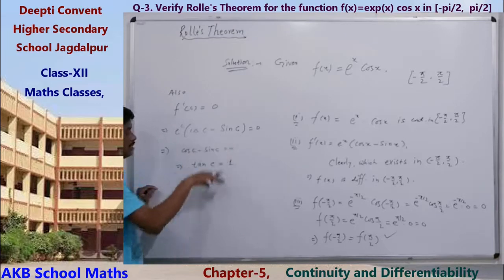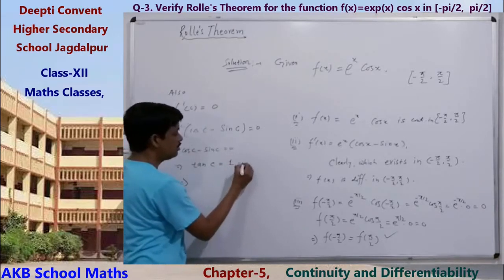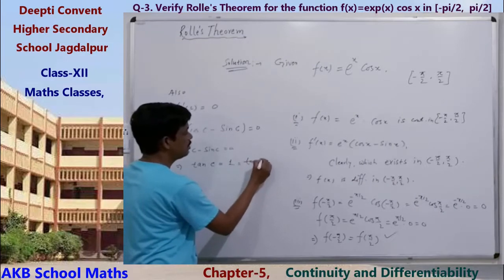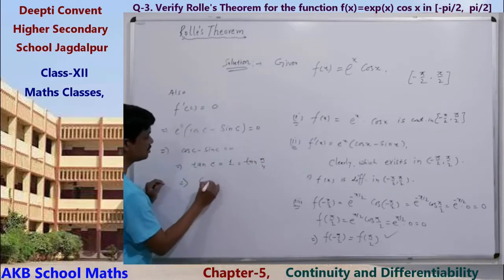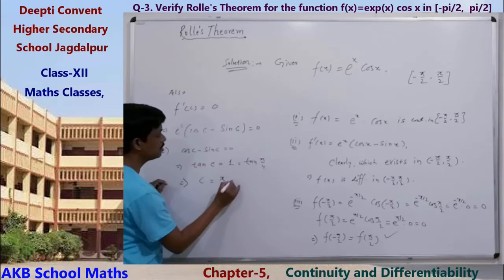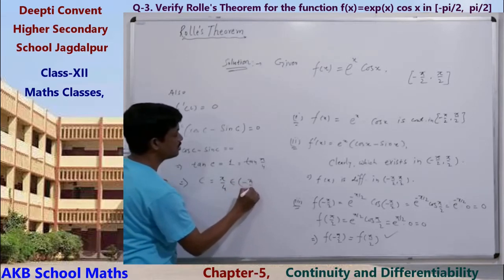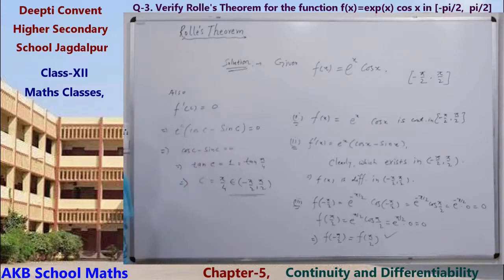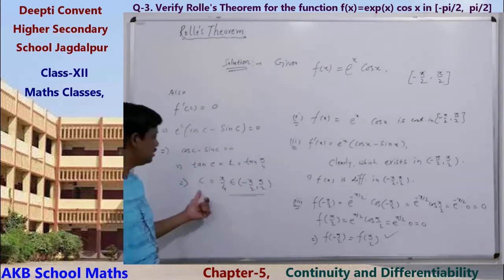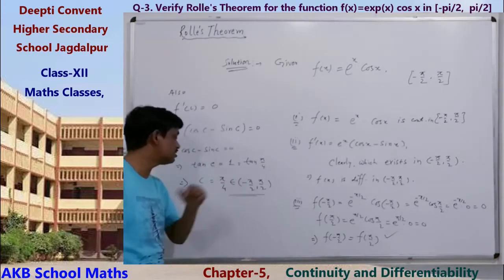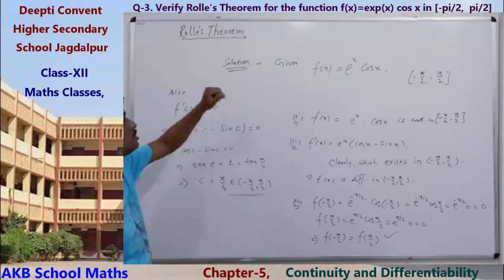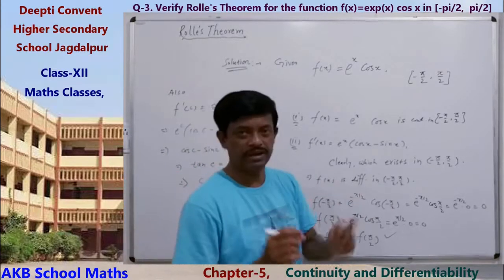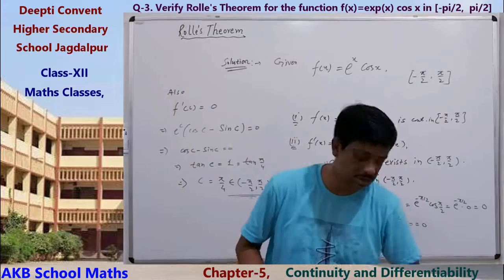Sine goes to the other side, and cos comes under sine, so tan c equals 1. So tan pi by 4 is 1, which implies c equals pi by 4. This belongs to the open interval minus pi by 2 to pi by 2. Thus we get a value c equal to pi by 4 such that f dash c equals 0. That is, Rolle's theorem is verified.